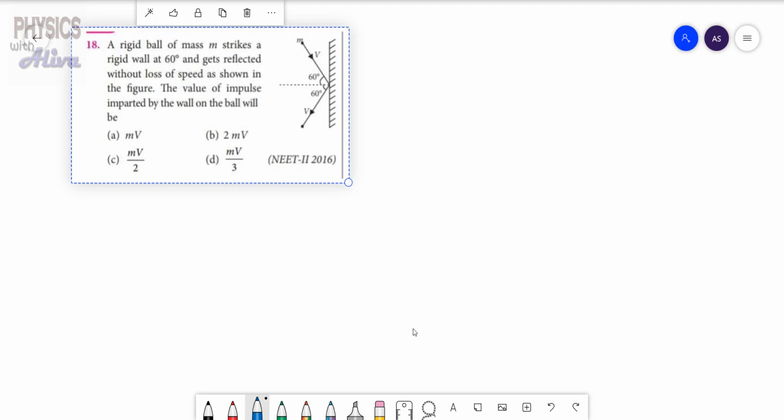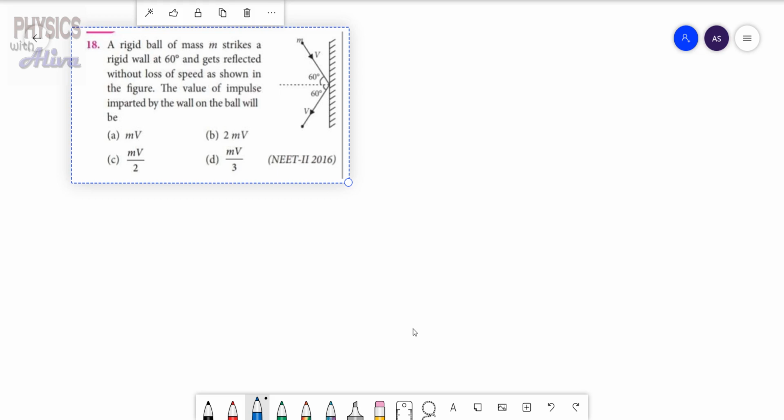Today I am going to discuss another problem from NEET 2016. Let's start. At first read the problem. A rigid ball of mass m strikes a rigid wall at 60° and gets reflected without loss of speed as shown in the figure. The value of the impulse imparted by the wall on the ball will be.